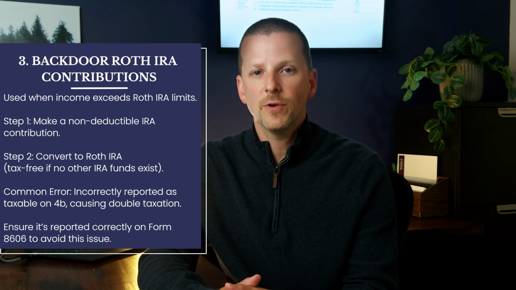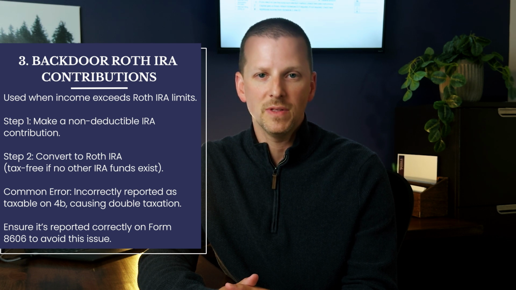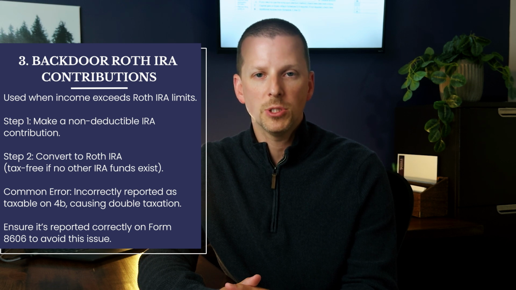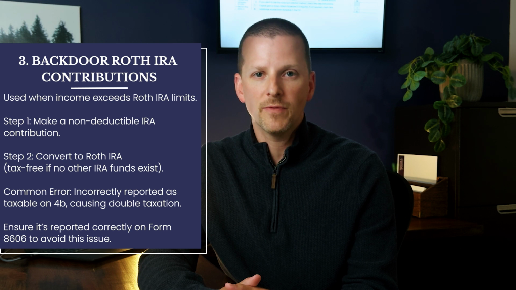The Roth IRA conversion is often reported incorrectly on line 4B as a taxable amount, resulting in double taxation of these funds. Instead, these backdoor Roth IRA contributions must be reported on Form 8606, which will ensure that the Roth conversion is not treated as a taxable event.